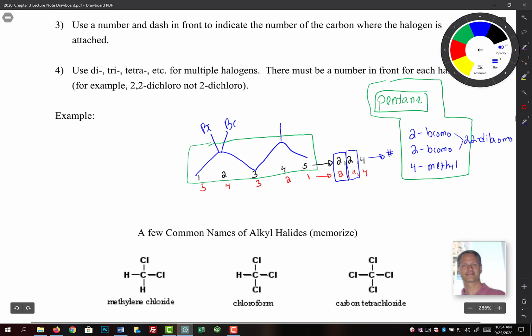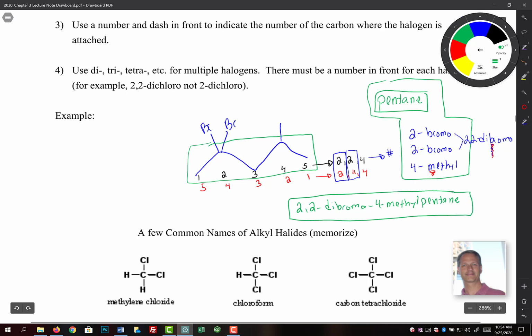dibromo. Now for alphabetizing, we use the B, because it's not part of a parentheses, and we use the M. So then putting all of that together, we have a 2,2-dibromo-4-methylpentane. And that is your name.